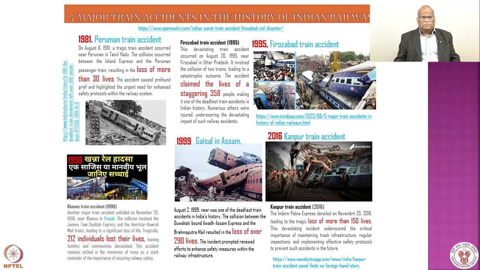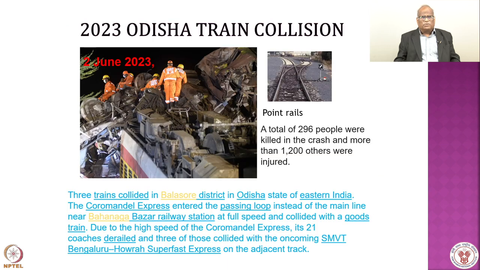This data is from 1981 to 2016, and a few more I'll show you in the next slide. And I think it's time to review the Odisha accident, 296 lives. So even though 2023 has come and a lot of learning would have gone on, the fatalities are still, as you can see, very high.